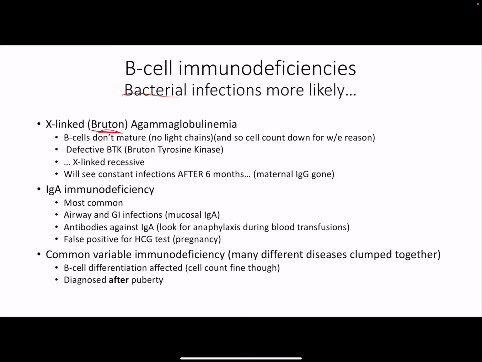Start with Bruton. Bruton is X-linked, and this is agammaglobulinemia. And agammaglobulinemia tells us that we don't have a lot of immunoglobulins, not a lot of antibodies. So your B cells have trouble maturing, and so this makes the B cell count go down. Specifically, this is because we have an issue with our Bruton tyrosine kinase, which somehow has a role with the light chain incorporation. Again, this is X-linked, as we see in the name.